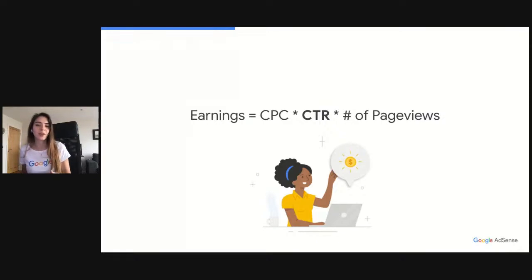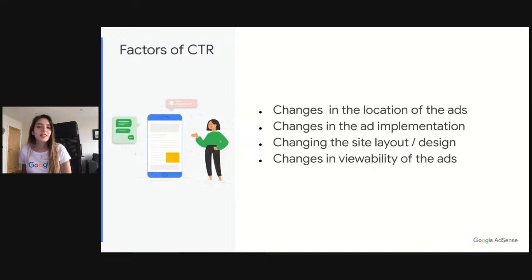Now that we got native ads and auto ads covered, which increases our chances to get higher CPCs, let's take a closer look at how to get those ads clicked and get a higher CTR. So there are, again, 4 factors that may influence our click-through rate. One of them being location of the ads, ad implementation, site layout design, and viewability of the ads.